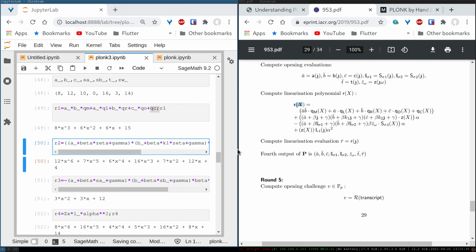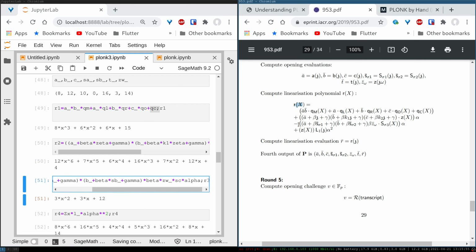The third one is minus A bar plus beta times SA plus gamma, first term, times B bar plus beta times SB bar plus gamma, times beta times ZW bar times SC times alpha. So this is this one. It's kind of not very exciting to see, but hey.